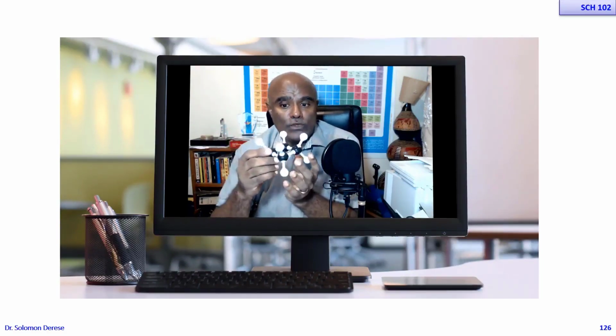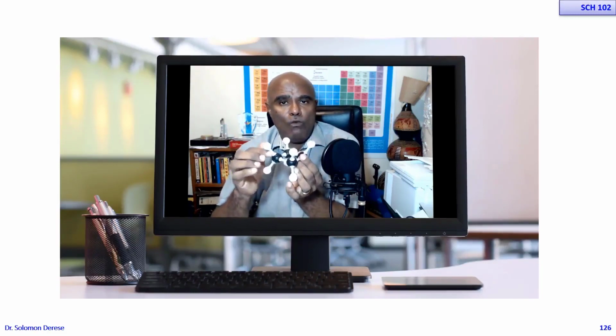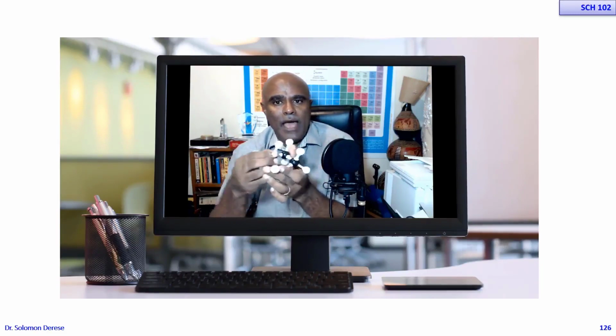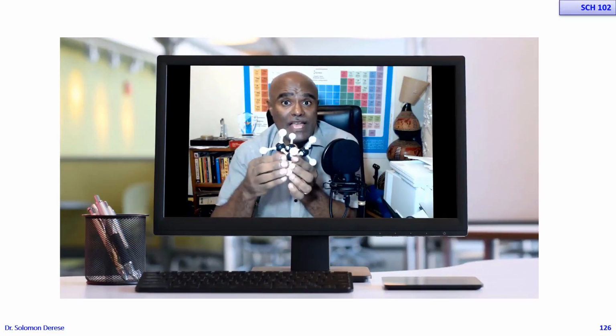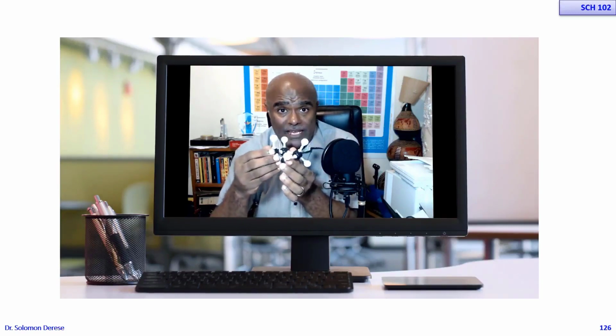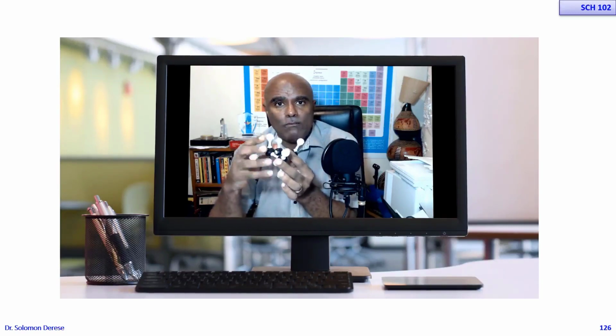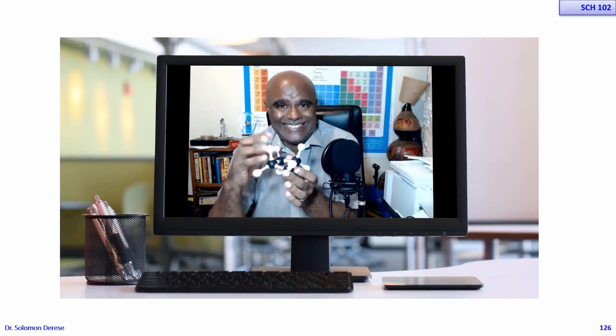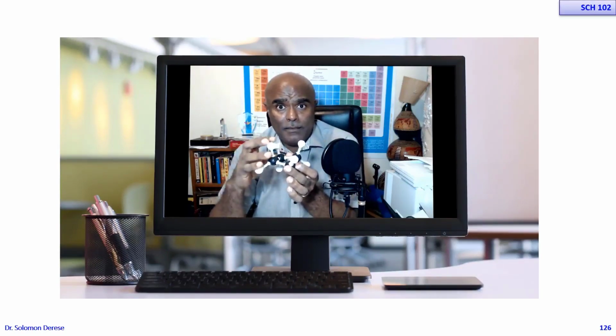This it does by taking one of the carbons of the ring out of plane by about 25 degrees, as we have seen. So when it does so, it has managed to relieve some of the torsional strain, not completely, but some relief of torsional strain.